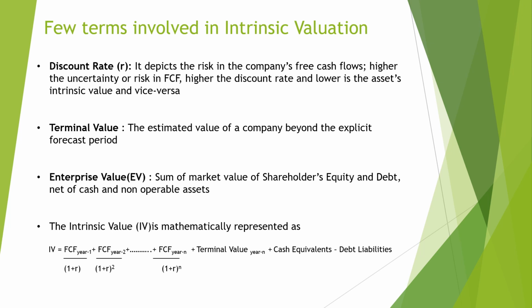Terminal value, again we have discussed in the previous video, is basically the estimated value of a company beyond the explicit forecast period. So usually what we do in a typical DCF method is we try to project the free cash flows of a company till a certain period, let's say 5 to 10 years, and then after that we put a full stop to those free cash flows, and then we arrive at a terminal value which would reflect the value of that company as a going concern, right?